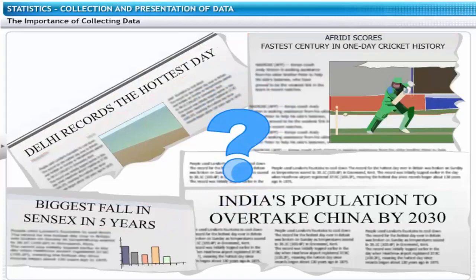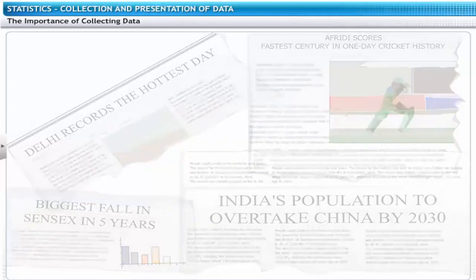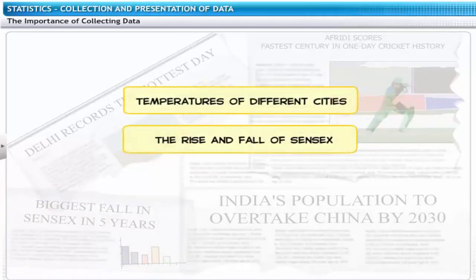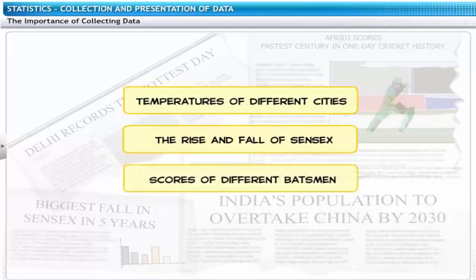Have you ever wondered what makes such headlines possible? These headlines are possible only because some people or organizations are continuously maintaining a record of quantities, like temperatures of different cities, the rise and fall of Sensex, scores of different batsmen in different matches, or the population of India.